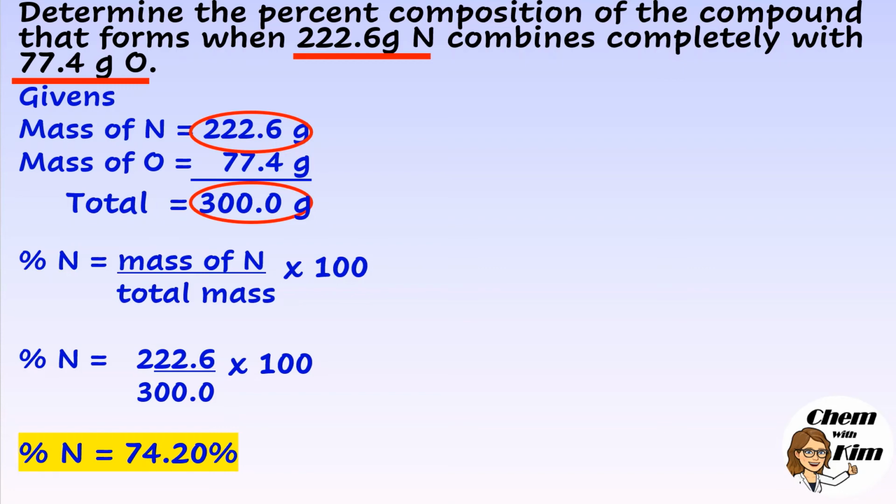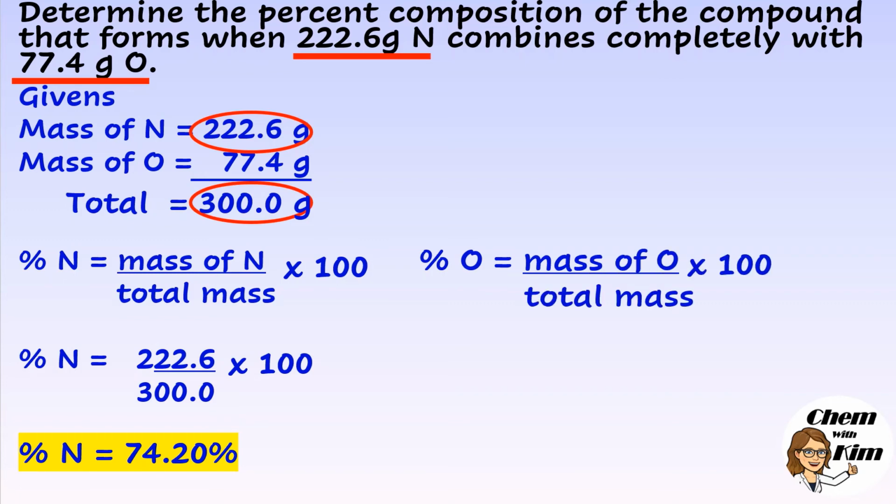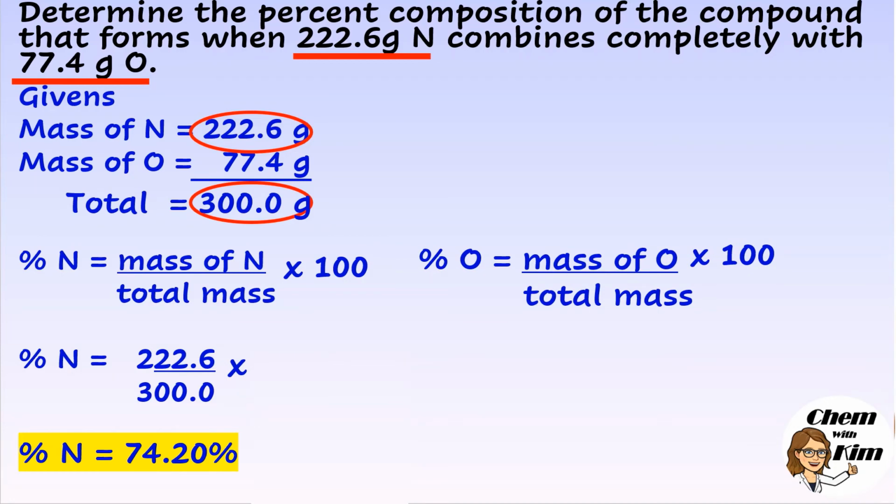Remember, we're not just going to subtract nitrogen's percent from 100 because we want to make sure we haven't made any errors. We're going to set up a new problem for the oxygen. We know the percent of oxygen has to be the mass of the oxygen over the total mass times 100. So we want to go back up to our givens list, and now we're looking for the mass of the oxygen, which is going to be 77.4. So that's going to be our numerator.